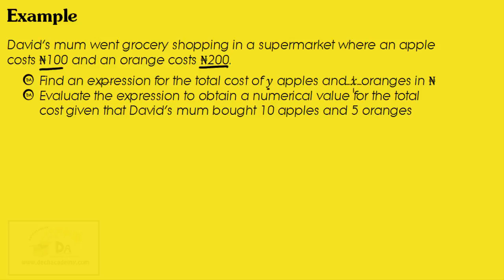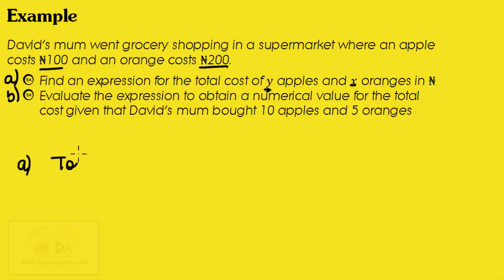X here, X oranges, so X is the number of oranges. We don't know what value X is, but X is just a symbol being used to represent the number of oranges. Y is a symbol here being used to represent the number of apples. So to answer the first question, I'll call this A, and I'll call this B. An expression for the total cost of Y apples and X oranges.